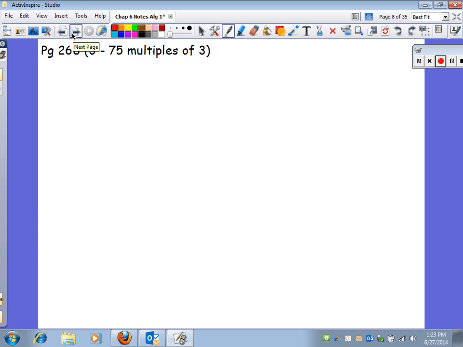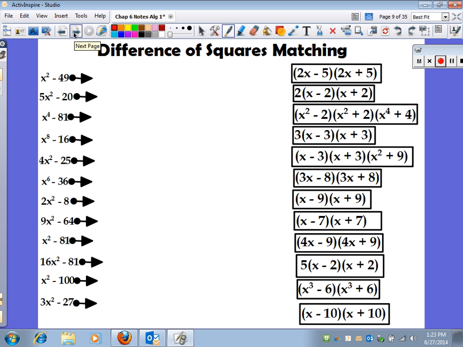There's 3 through 75. There's a page for you to do those, multiples of 3. Now you might need to add some to your own sheet of paper. And then you have a worksheet, a matching one. I'll get you started on this. I'll do the top one for you.